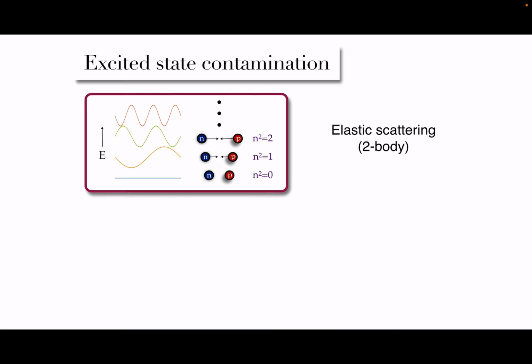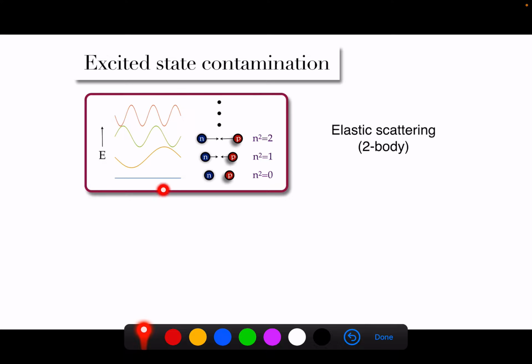So, for example, if we're interested in the ground state, then we might have a first excited state that contaminates the ground state correlation function, where our two particles have back-to-back momentum. So 1 unit of momentum in lattice units of 2 pi over L. And we would also have a contribution from 2 units of momentum back-to-back, etc., all the way up to the highest allowed momentum in the box.